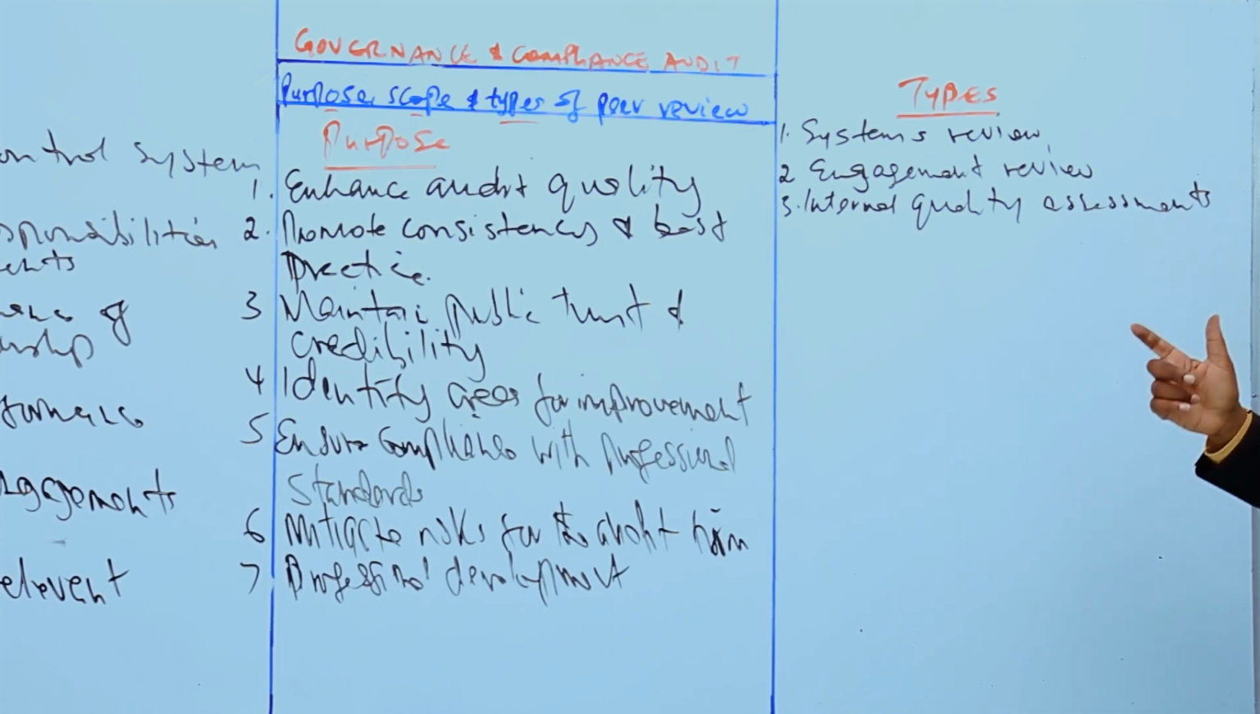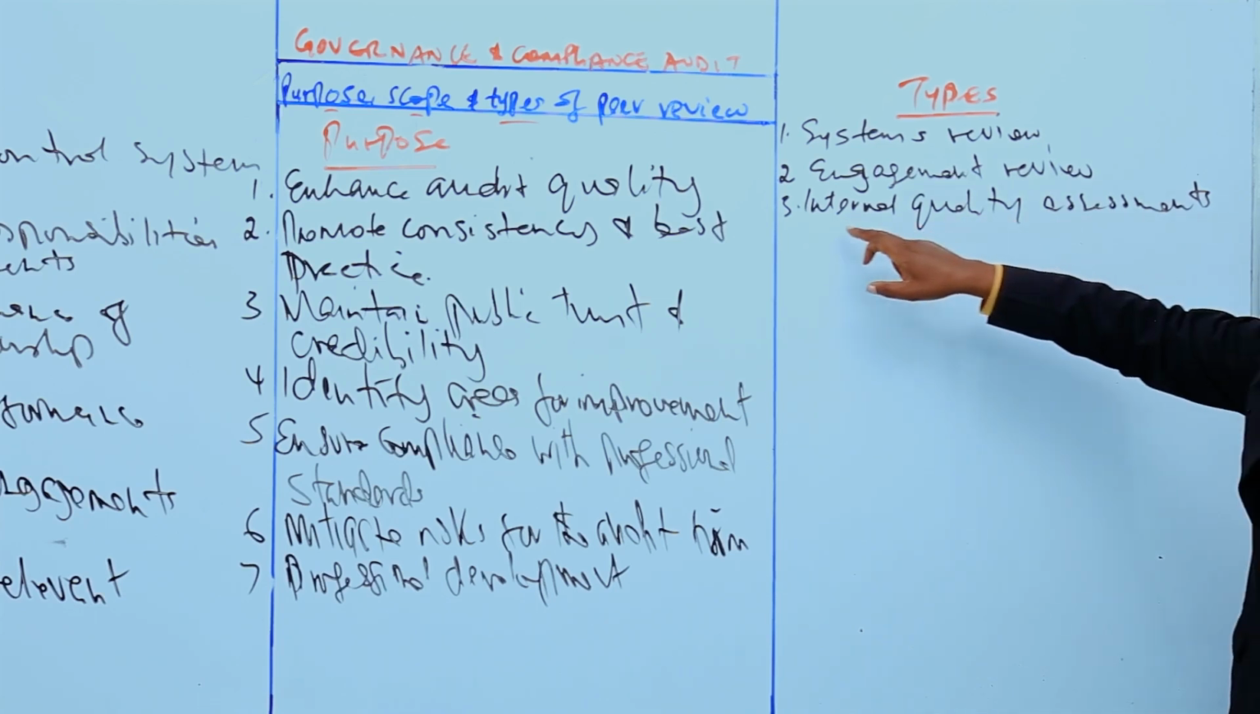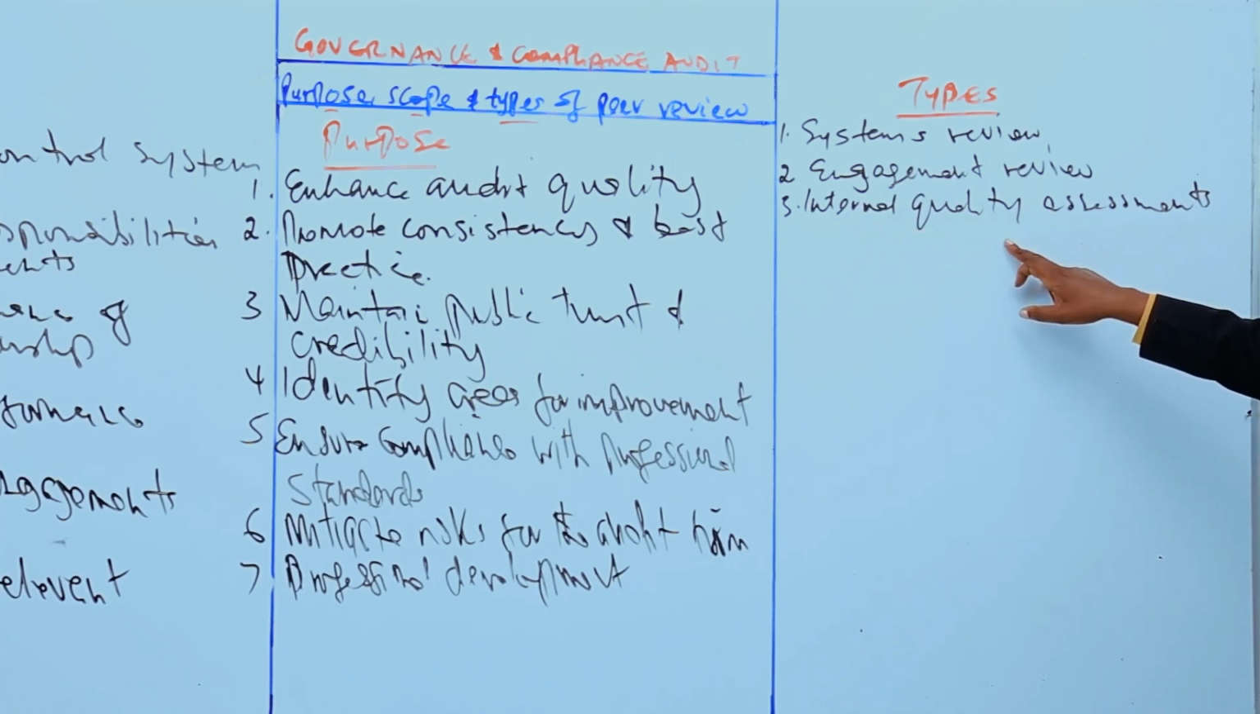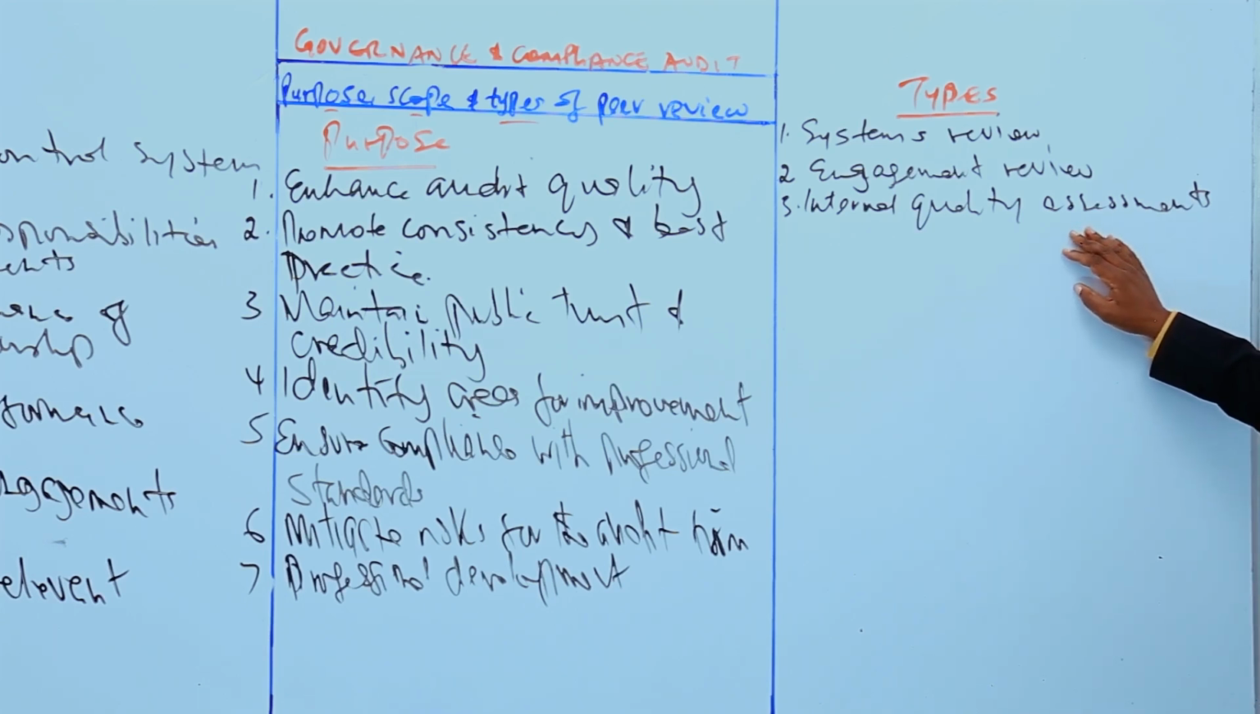The goal is to monitor. In internal quality assessment, you see the word internal. It is first of all conducted by the internal audit function, and the purpose is to monitor the internal audit activities' adherence. So this review is conducted by the internal audit functions. It assesses the internal audit department's adherence to the standards across all aspects of its operations, including governance and compliance audits it performs. That's why it's sometimes known as self-assessment with independent validation.